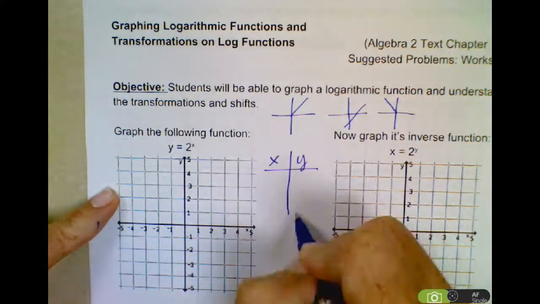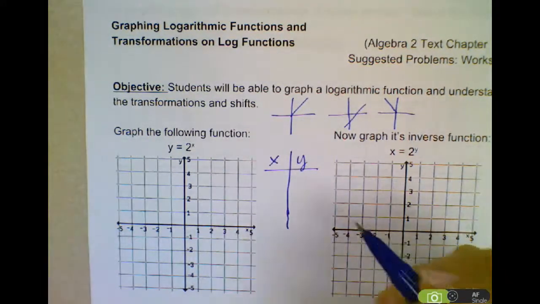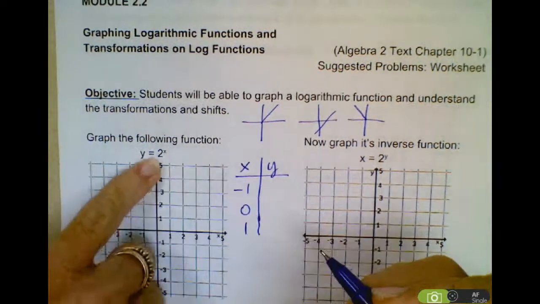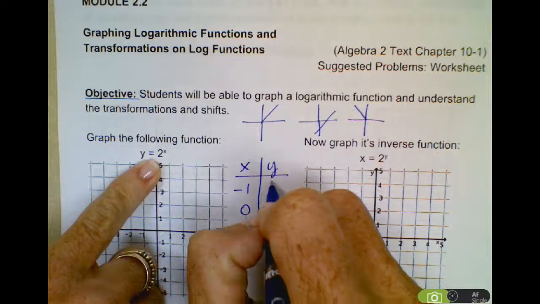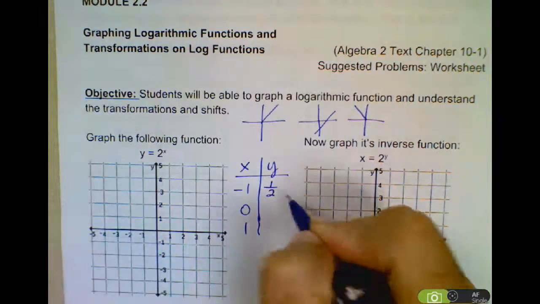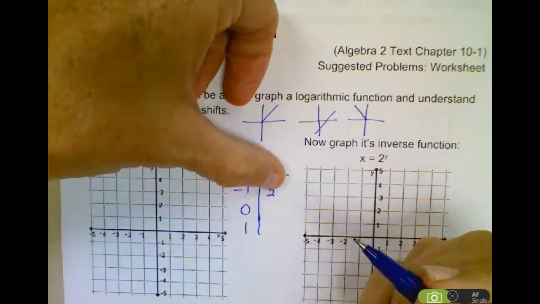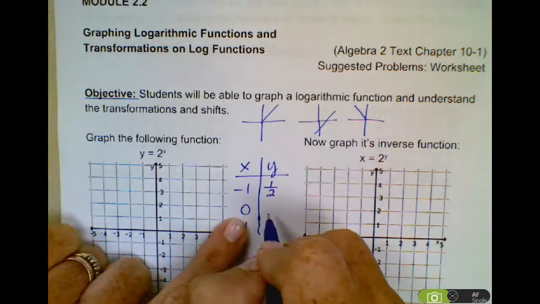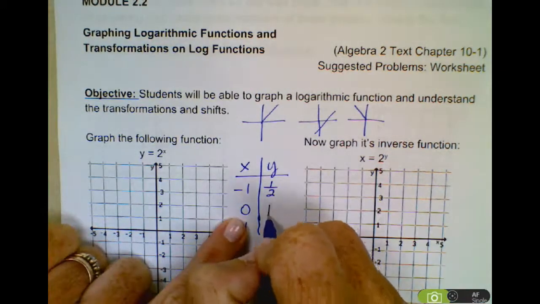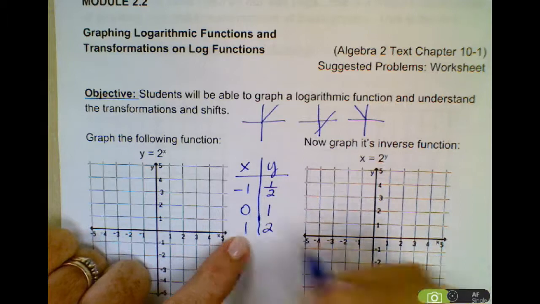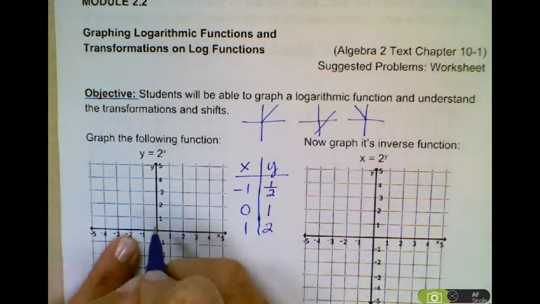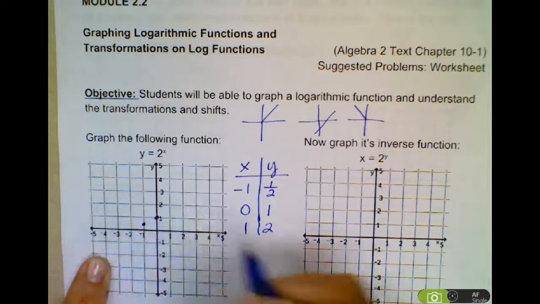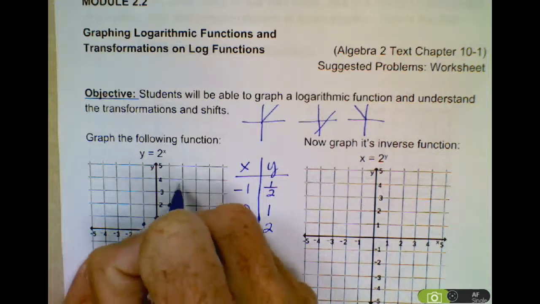The x values are the independent ones that we can choose, so we're going to use -1, 0, and 1. 2 to the negative first power is 1 over 2. Remember, it's a reciprocal, so it's 1 over 2 to the first. 2 to the 0 power, we know anything to the 0 power is 1, and 2 to the first equals 2. So if we graph that, we have -1, 1/2; 0, 1; and 1, 2.